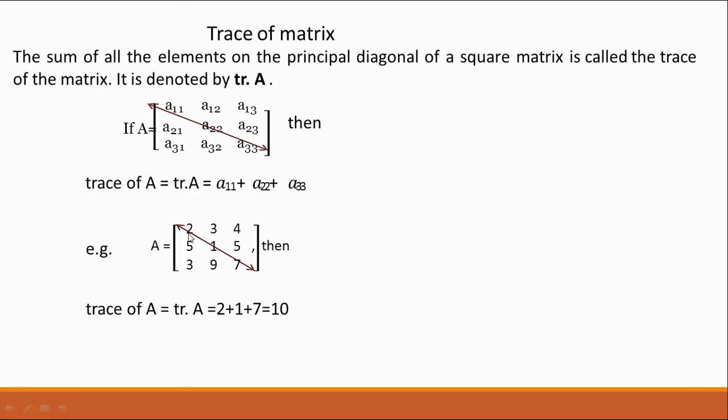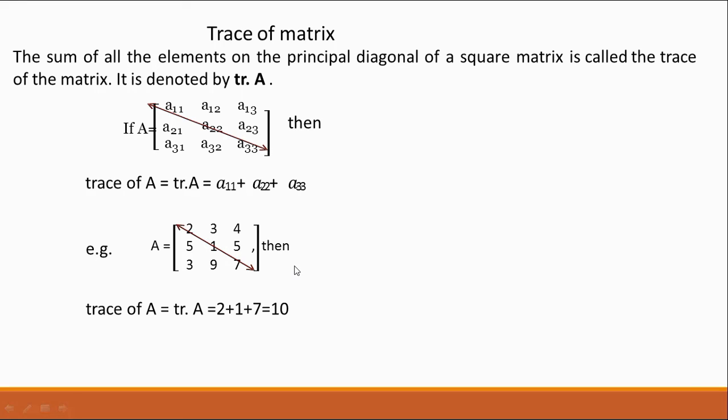For example, in this matrix 2, 1, 7 lie on the principal diagonal. These elements lie on the principal diagonal, so if we add these numbers, then we get the trace of the matrix. 2 plus 1 plus 7 is equal to 10, so this is the trace of the matrix.